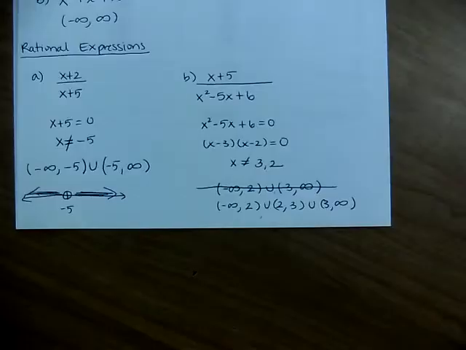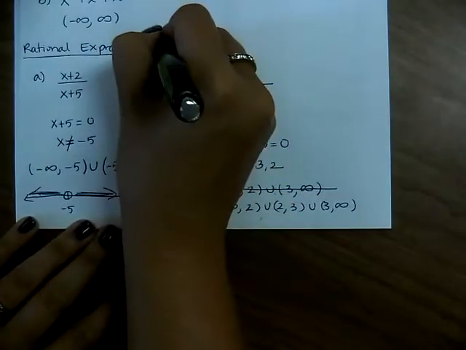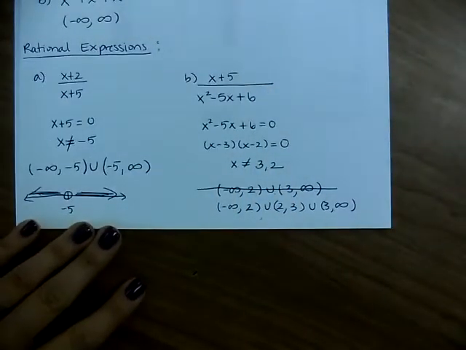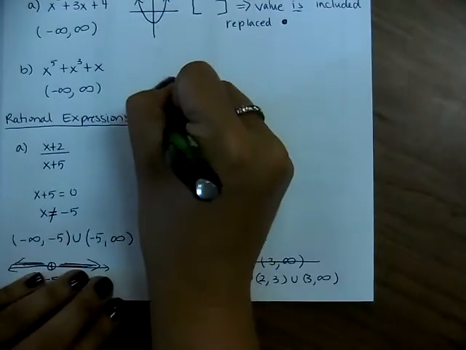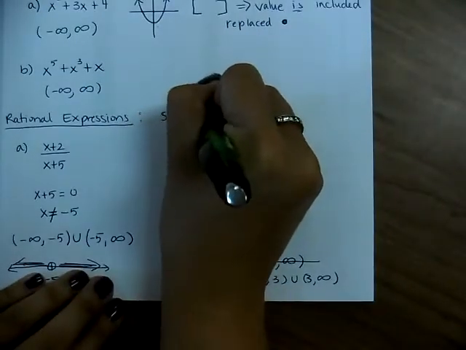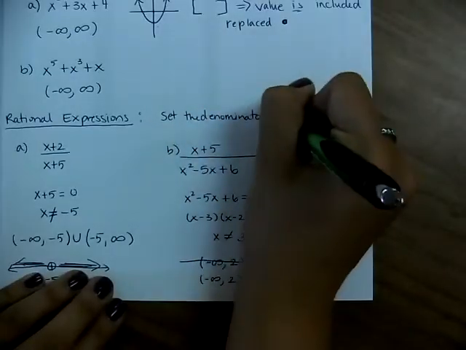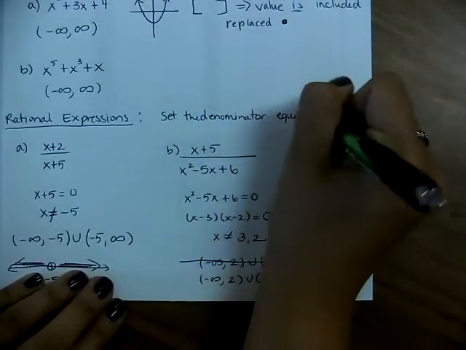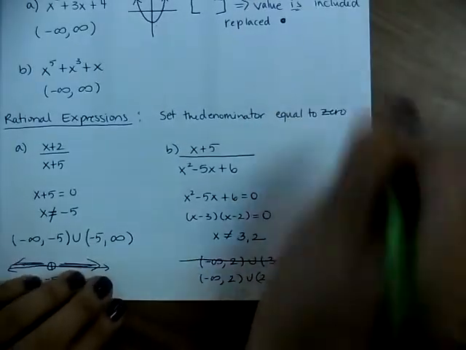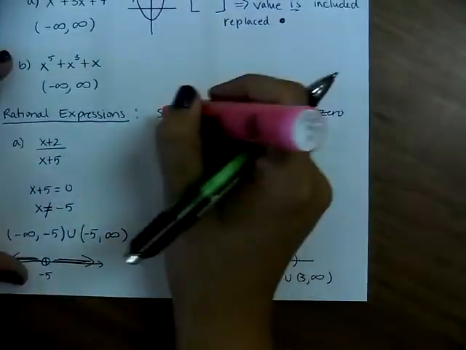Okay? So, just a quick note here. In order to find the domain of rational expressions, you are going to set the denominator equal to 0. Okay, and then you solve.